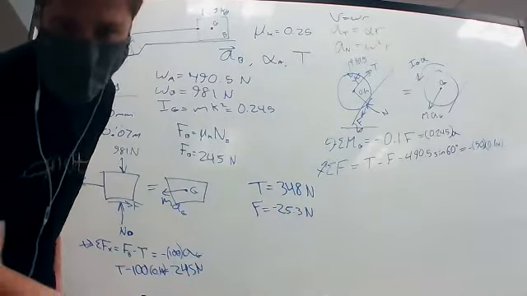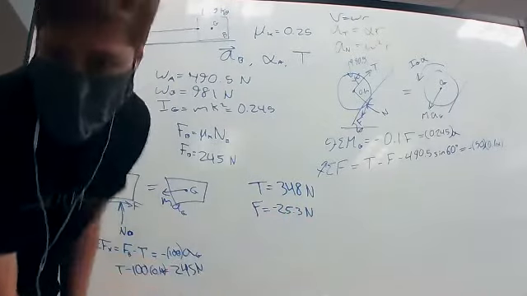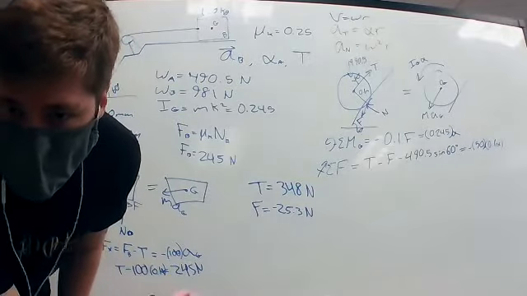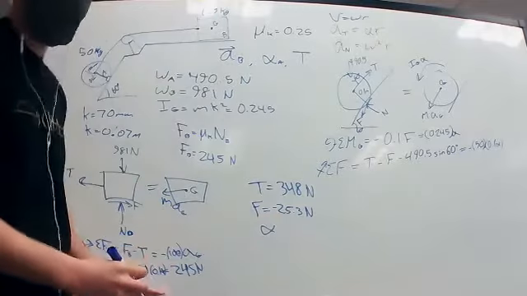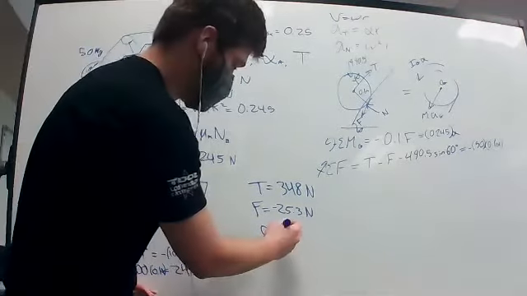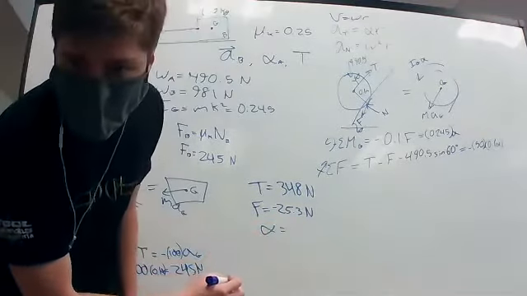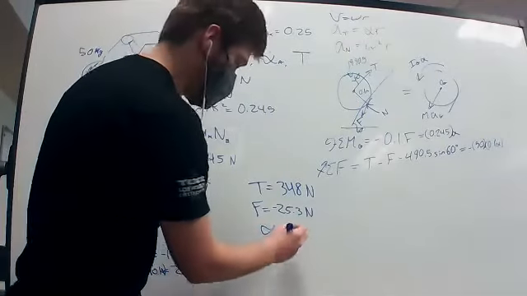newtons, and a_G, alpha, because we expressed this in terms of alpha. Alpha would come out as 10.3 radians per second squared.